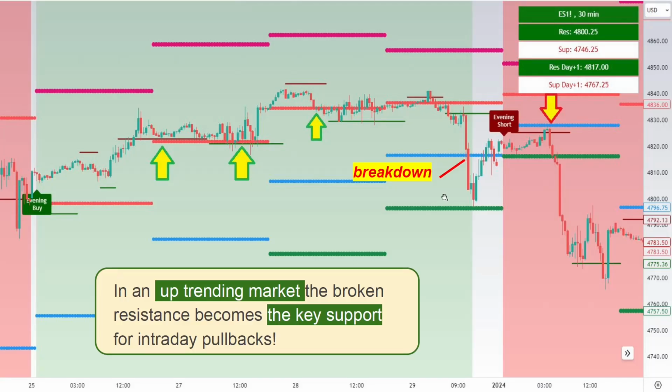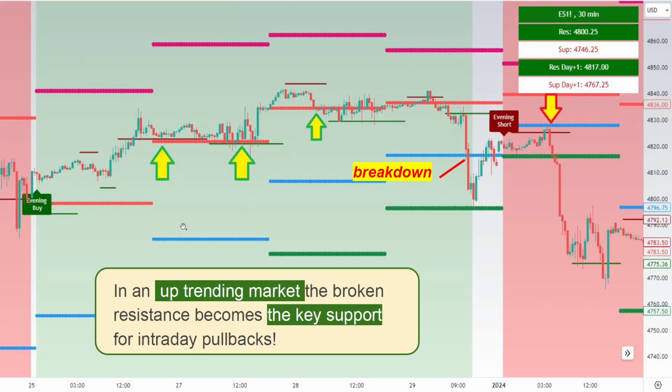In an uptrending market, the broken resistance becomes the key support for intraday pullbacks. So that rule would save you thousands of dollars. This is the foundation for your trading. This is what you should understand. In an uptrending market, we barely have any resistance at all. So we only deal with support.